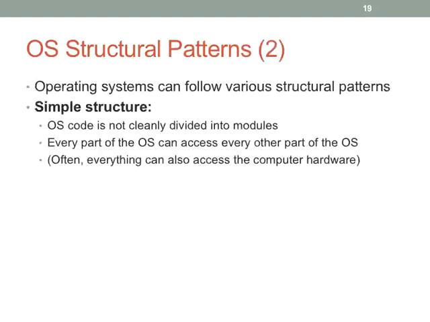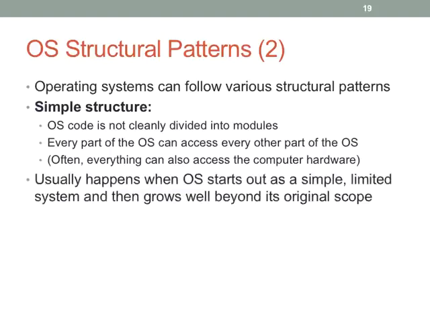Operating systems can follow various structural patterns. There is a structural pattern which is not really a structural pattern, which is the simple structure, which kind of means big ball of mud. There's no clean division into modules. Every part of the OS can access every other part. It's either Wild West or Steel Cage Deathmatch, pick your analogy. Basically everything can also access the computer hardware. It usually happens when OS development happens incrementally without careful upfront design, and quite a few example OSs fit this design pattern.